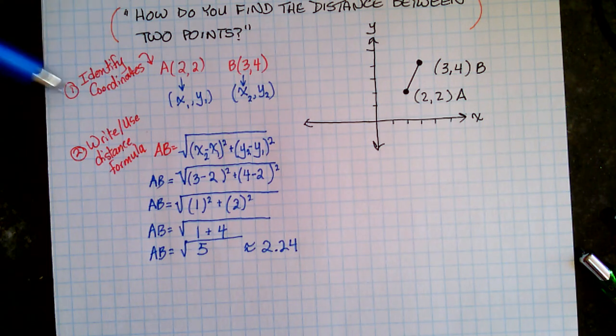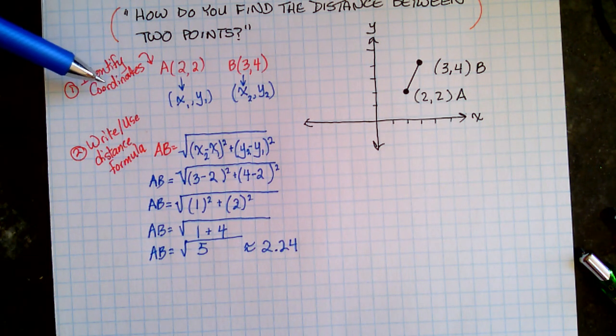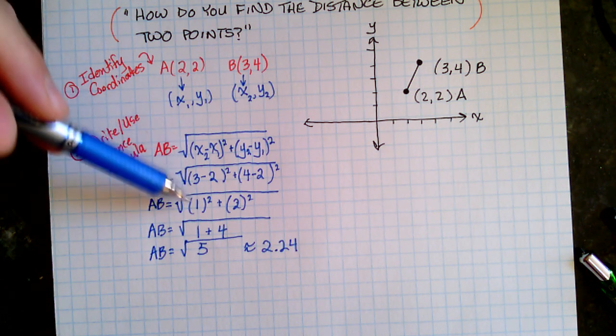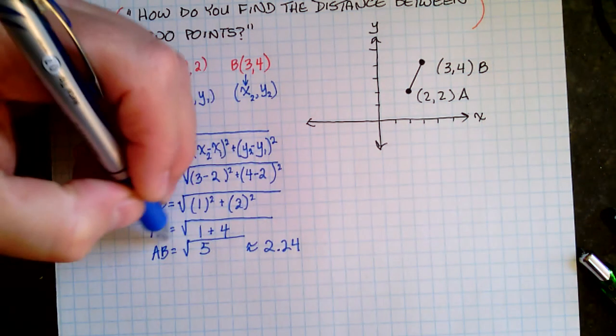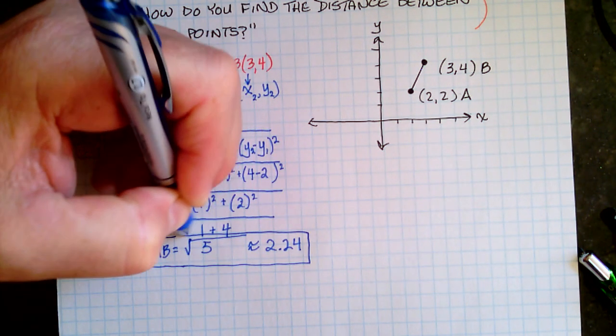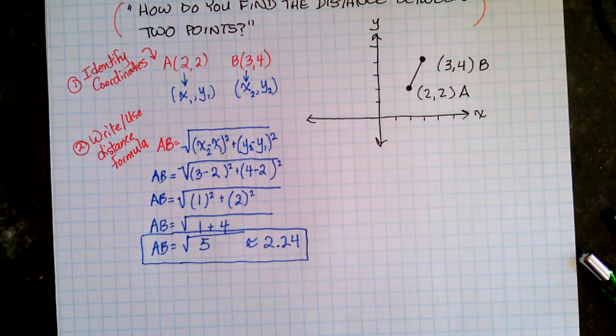So, first step, identify the coordinates. Second step, use the distance formula. Follow all the order of operations. Unless it tells you to write it as a decimal, you always leave your solutions in radical form because that's more exact.